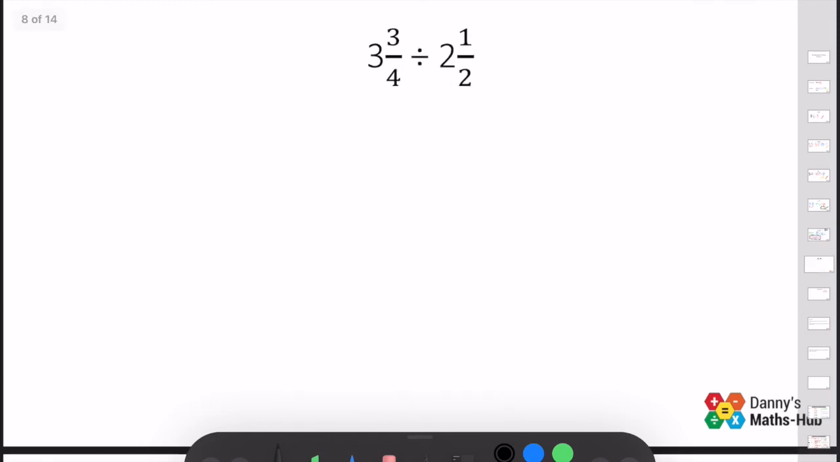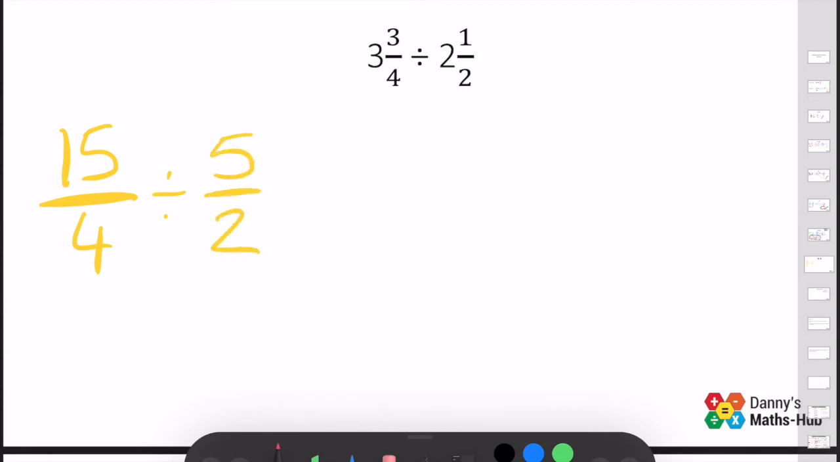Similar sort of thing, 2 mixed numbers, okay, but this time we're dividing. The first thing we should do is turn this into an improper fraction. So 3 3/4. 3 times 4 is 12. Add the 3 is 15 quarters. Divided by 2 1/2. 2 times 2 is 4. Add the 1 is 5. So we have 5 halves.